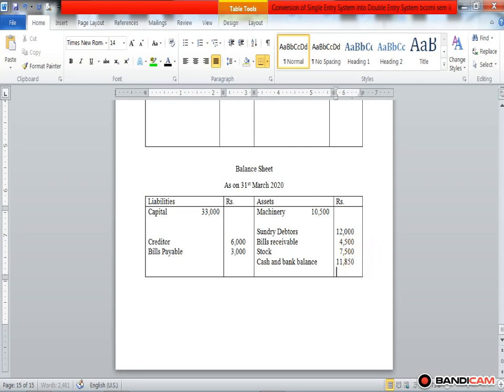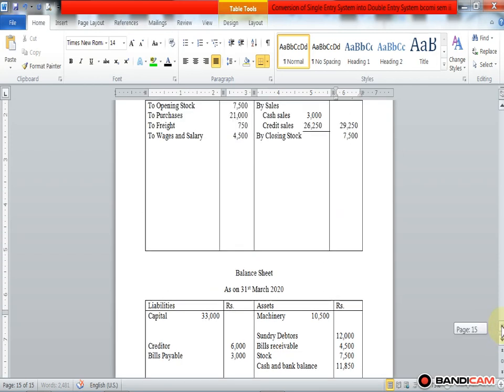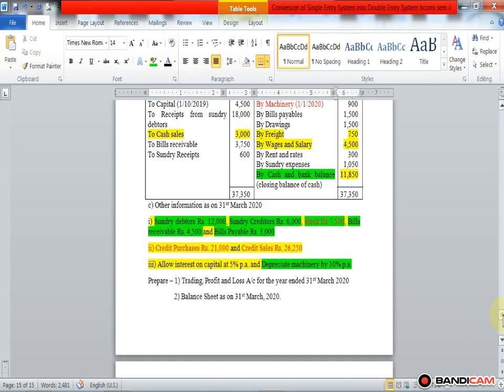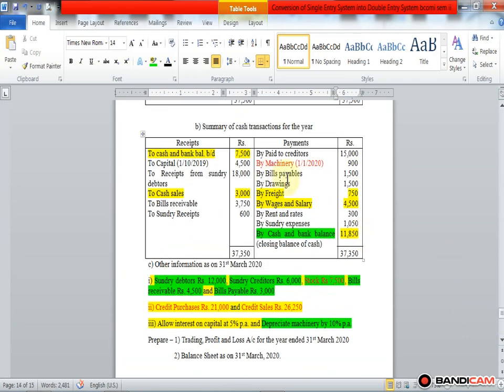Okay, 11,850. Now we transfer all the items related to closing assets. Now we transfer items related to the profit and loss account. So here bills payable paid, the effect is given to the respective accounts. That is in the working note, so that we get a closing balance and credit purchases of the sundry debtors, sundry creditors.